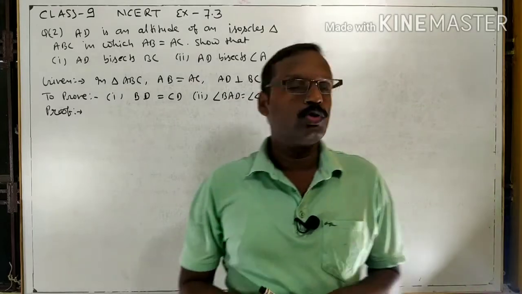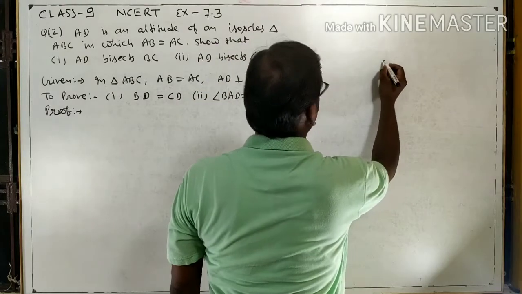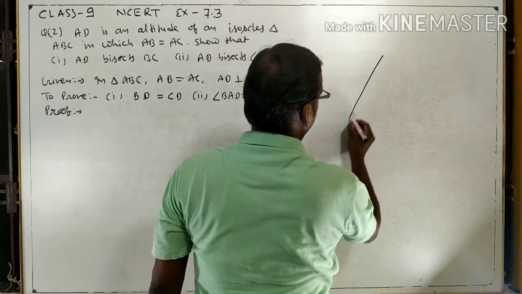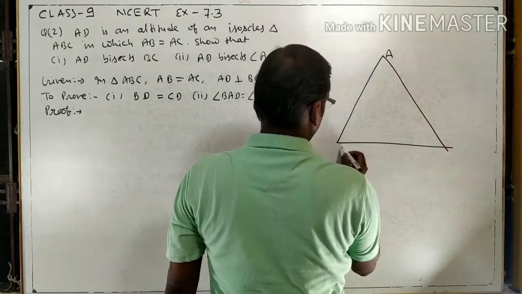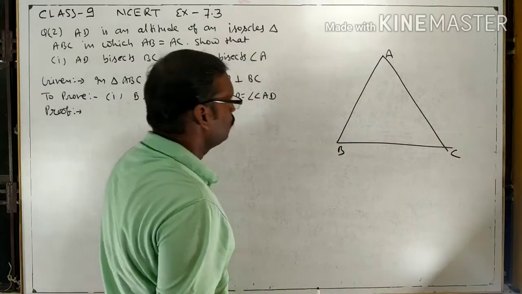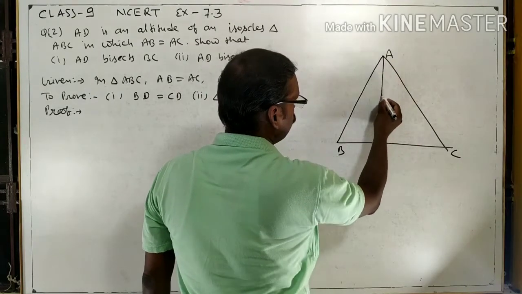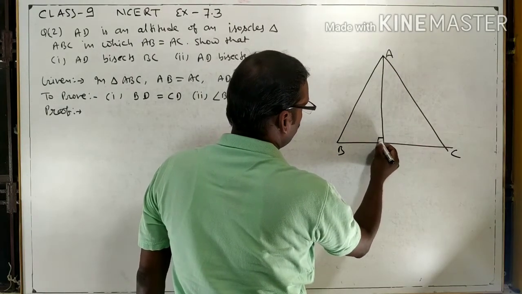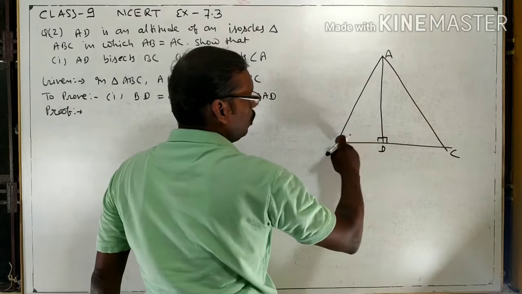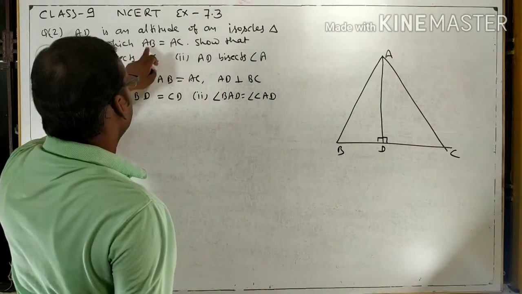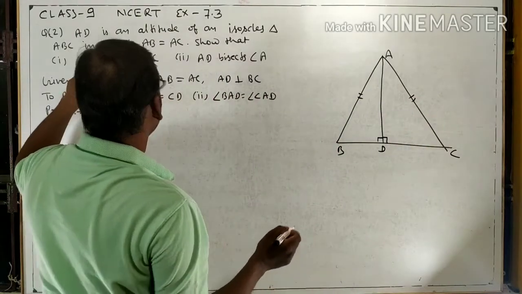So first we need to draw a figure. What is given? Isosceles triangle ABC. So we draw an isosceles triangle A, B and C. It is given that an altitude AD is drawn. Altitude means perpendicular on the opposite side. AD is altitude in which AB equal to AC, and it is given that this is an isosceles triangle, so that AD bisects BC.